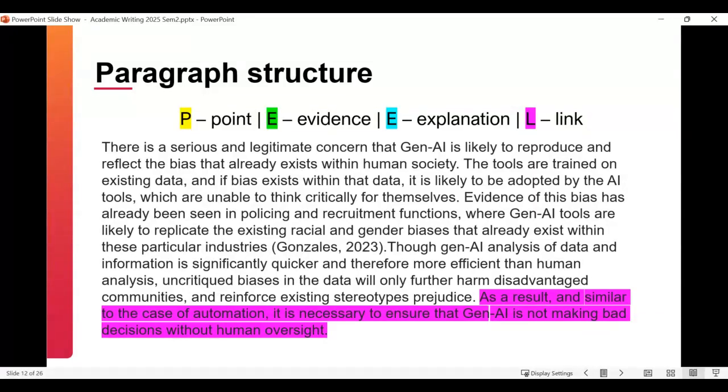So are there any questions about paragraphs? Because that's all I was going to say about paragraphs today. Did anyone want to ask a question about paragraphs? Yes, please. Do you mind quickly clarifying APA structure?